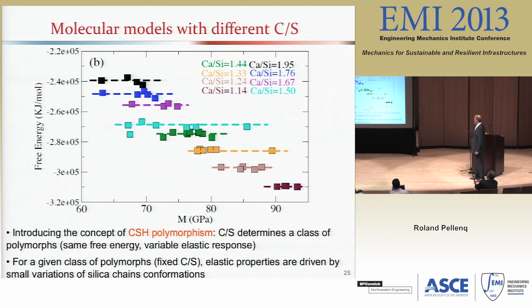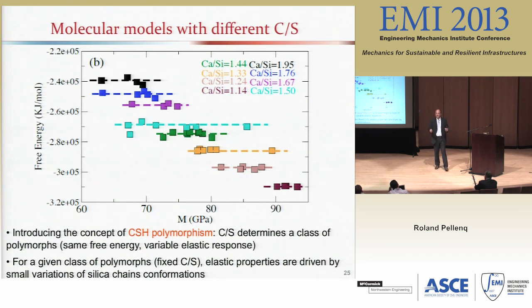Okay. So I'll come back now to this concept of polymorphism. For one given chemistry, I was telling you that there are different ways to build different models. And what is interesting here is that you pick one, say this one, 0.5 here, 1.5 here. You see that all those things have almost the same free energy, but they can have very distinct elastic response.